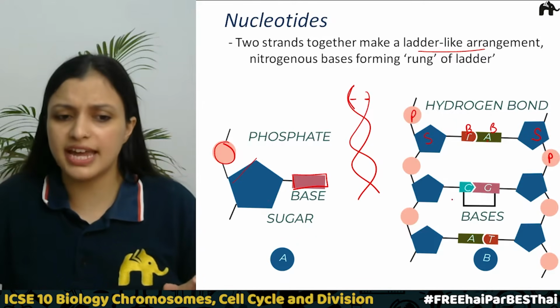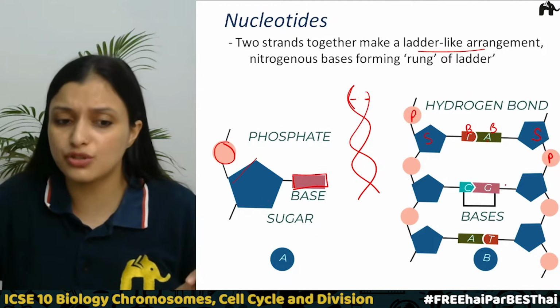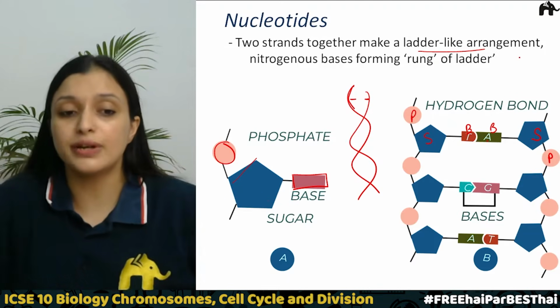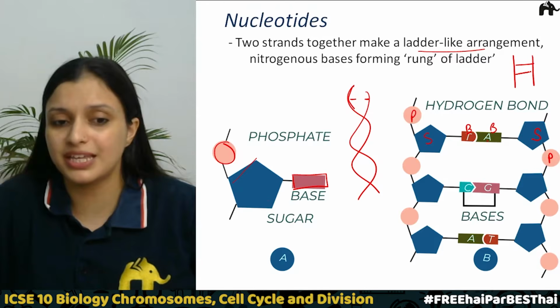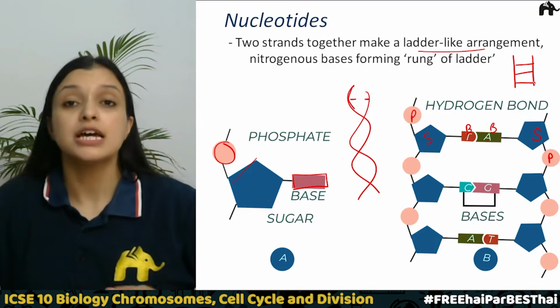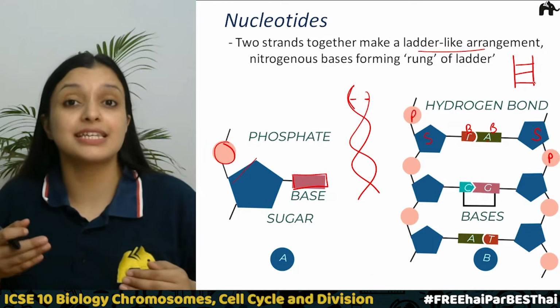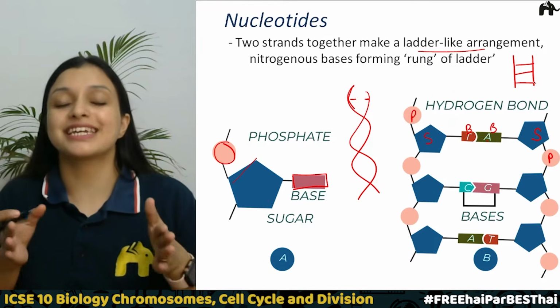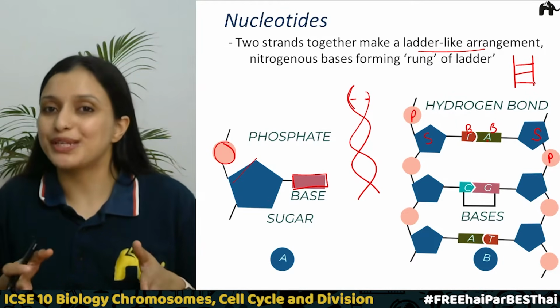So these are the sides of the ladder, and these are the rungs of the ladder. Rungs of the ladder means these are the steps of the ladder. So it looks like something like this, right? Now let us discuss in detail about the bases that are present in these DNA molecules.